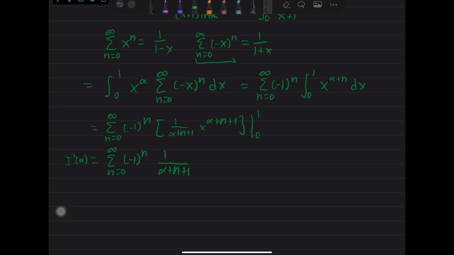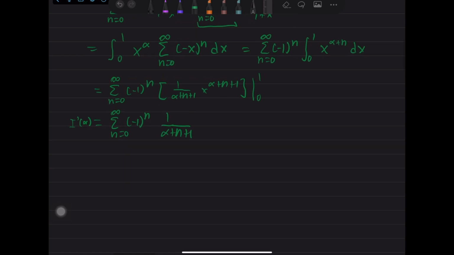Okay, so now that we have I prime of alpha, we're going to integrate I prime of alpha to get I of alpha. So what is the integral of this now? Well, we can do it as such: 1 over alpha plus n plus 1 d alpha. Now this is just ln of alpha plus n plus 1 plus c. Since it's an indefinite integral, we need this plus c now. So now we have I of alpha. So I of alpha is equal to this sum.